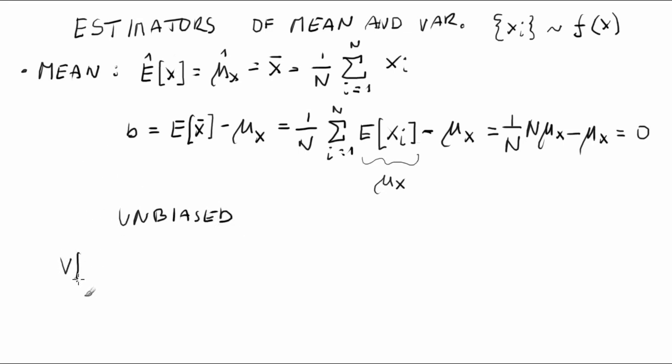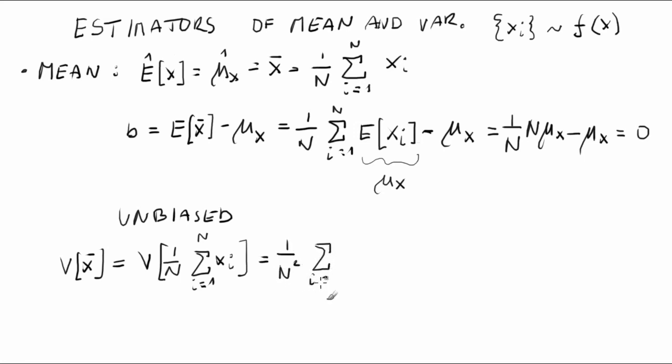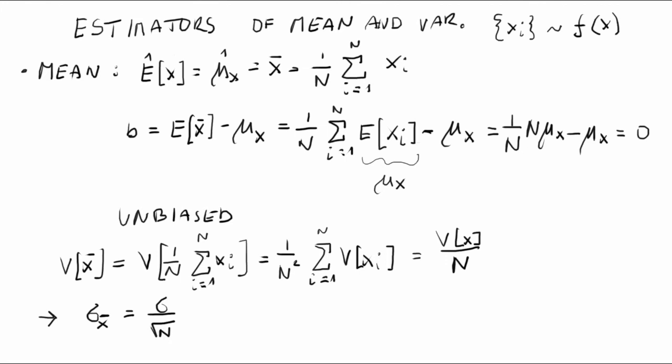Next, let's check the variance of this estimator. Variance of x bar equals the variance of 1 over n times the sum from i equals 1 to n of xi, and that equals 1 over n squared times the sum from i equals 1 to n of the variance of xi, and that equals the variance of x over n. This formula is very well known. It implies that the standard deviation of an arithmetic mean decreases with the square root of n. Sigma sub mu equals sigma over square root of n.